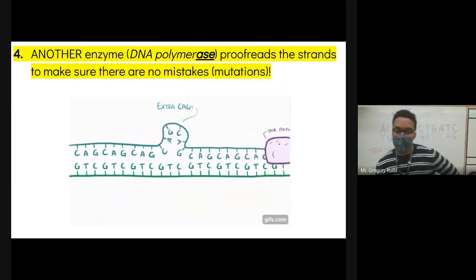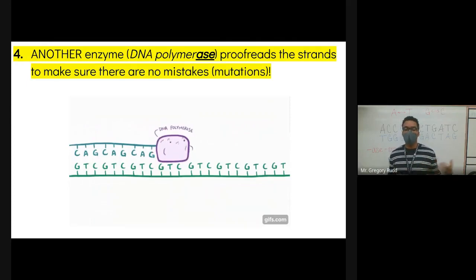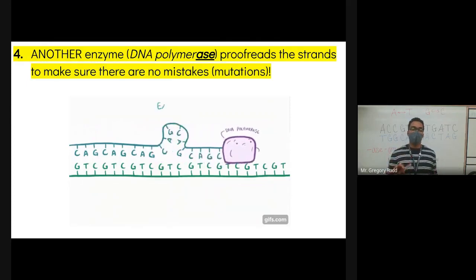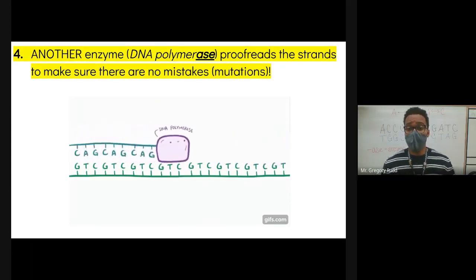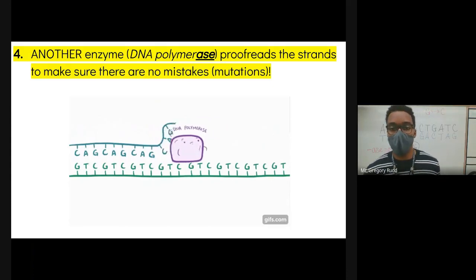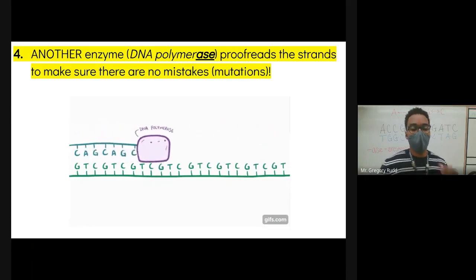And then lastly, this time there's another DNA polymerase. They are different. One is called DNA polymerase 1 and the other is called DNA polymerase 3. But we don't need to know that. We just need to know that in this step, DNA polymerase comes through and proofreads the strands to make sure that there are no mistakes. Those mistakes lead to mutations, and we'll talk about that next week.